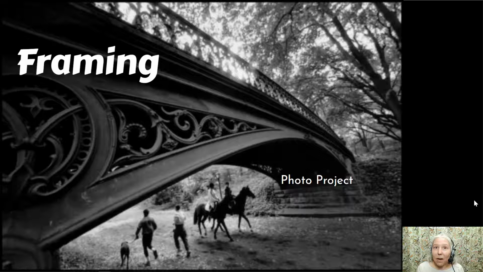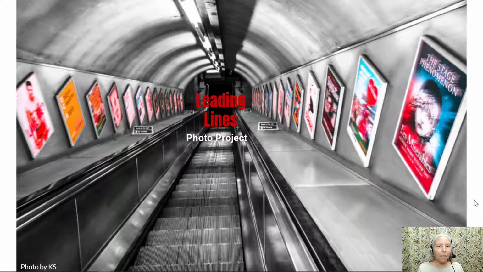This is an example of the type of project that we do in this class. This one is called framing. So students are encouraged to look for things like this bridge that's creating this lovely line that is framing the people underneath it. This is the project that we're working on right now. It's called Leading Lines, and you can see how all of the lines in the subway tunnel are leading your eye right down to the bottom of the tunnel.